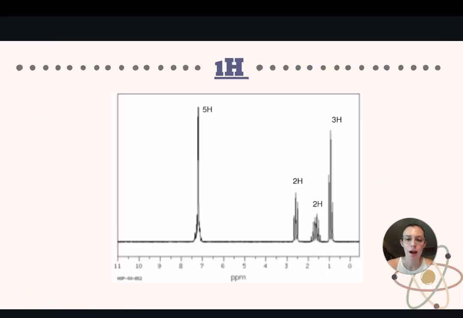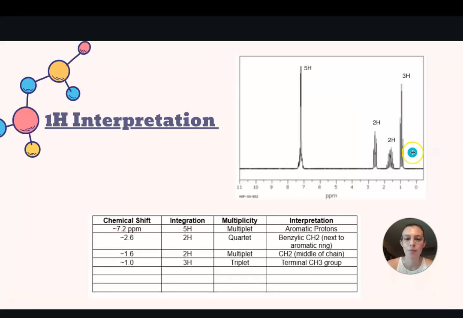And last up, we have the hydrogen graph here. By looking at this spectrum, we can determine around the 7.2 mark, we have a 5H multiplet, aromatic protons. Around 2.6, we have a 2H quartet, benzylic CH2 next to the aromatic ring. At 1.6-ish, we have a 2H multiplet, which represents a CH2 in the middle of the chain. And at approximately 1, there's a 3H triplet, which shows us that's the terminal CH3 group.